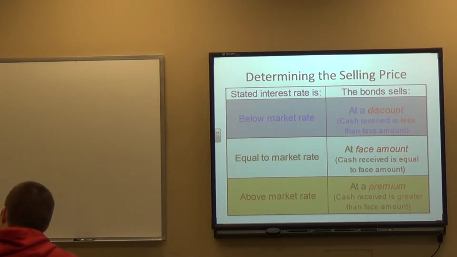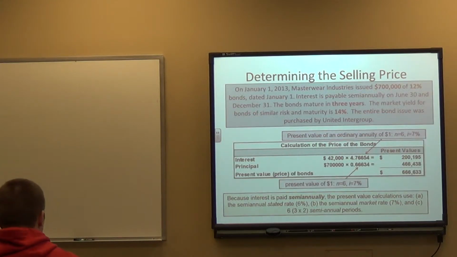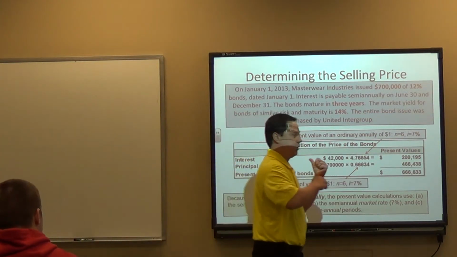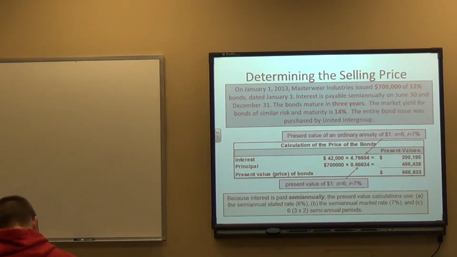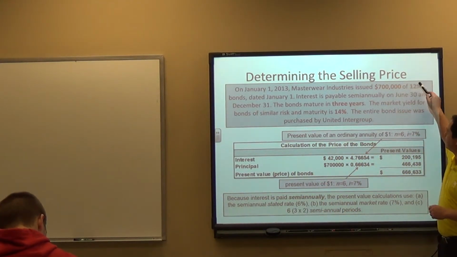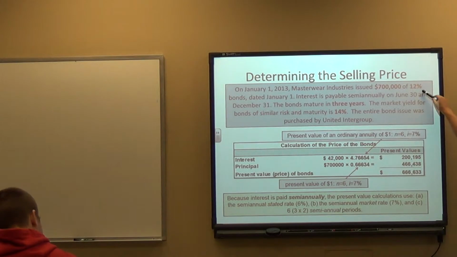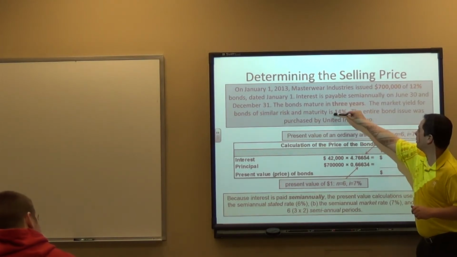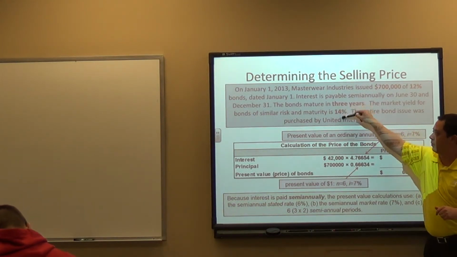Just got a couple more slides, and then we'll start working on some problems here. All right, this one I'm just going to walk you through real quick. You guys remember how to do this, right? So, walk you through this. This is the 12% bond rate. This is the yield rate, the current yield rate for the market.